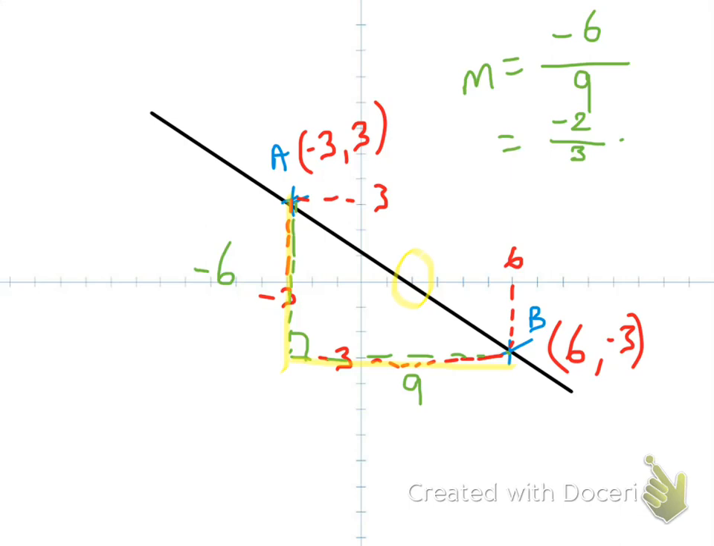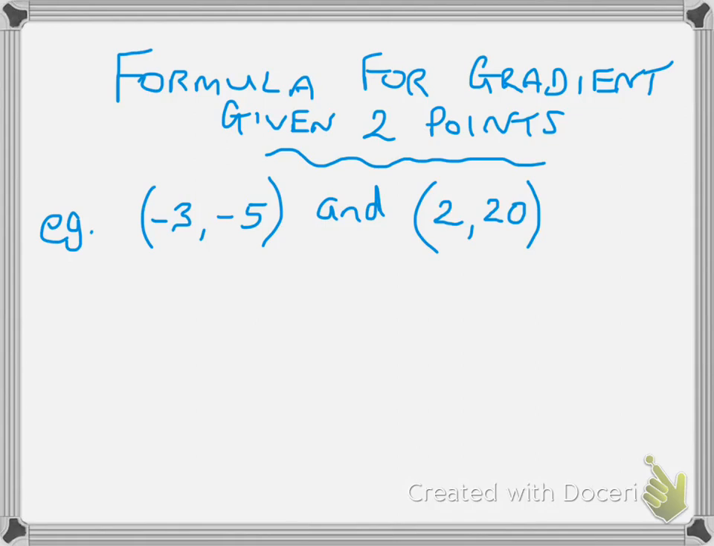Again, all I did was make right angle triangles out of my 2 points. Sometimes though, you're given information like this where you don't have a graph. So you're actually just being told that the line goes through the following 2 points. Well, there is a formula we can use. And the formula that we use is the following. m equals y2 minus y1 over x2 minus x1.